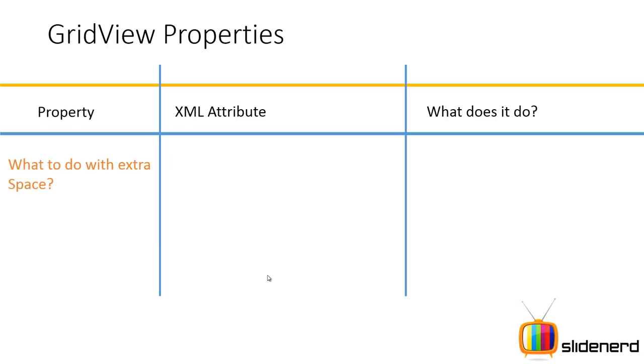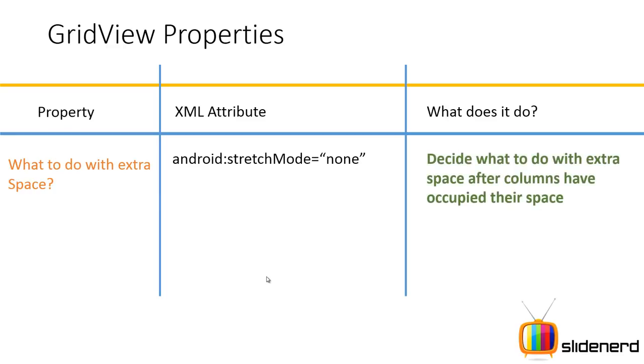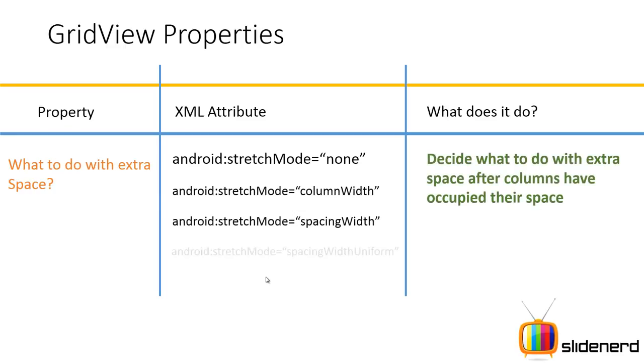In most cases, after you finish adding the columns, you're always going to end up with some extra space on the screen. So this attribute enables you to control what to do with that extra space. There are 4 modes. Android stretch mode is none. Android stretch mode is column width, spacing width, and spacing width uniform. Now let me actually show you what each of these modes does in the next slide.